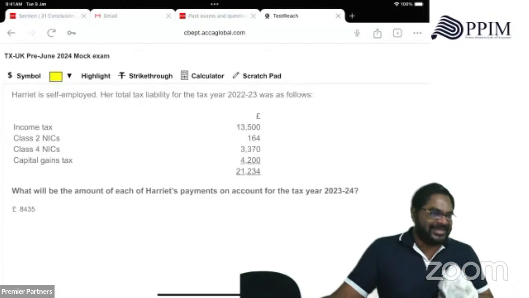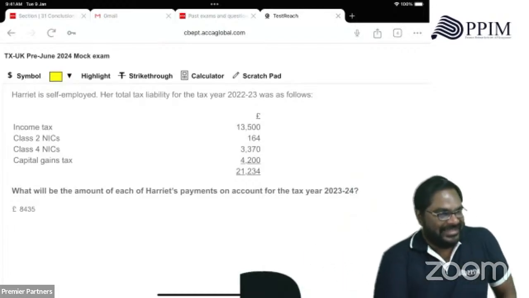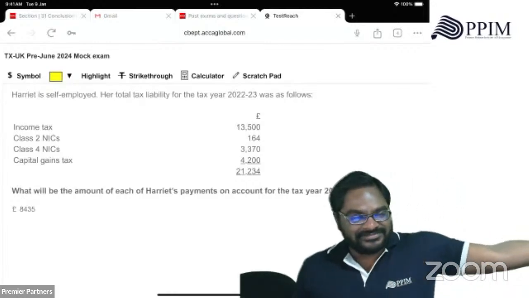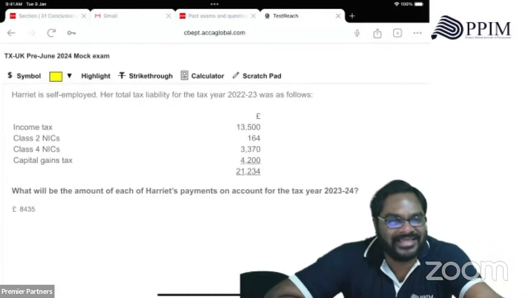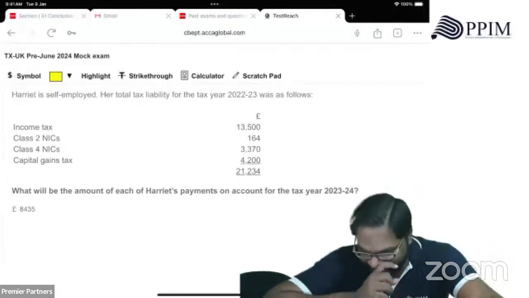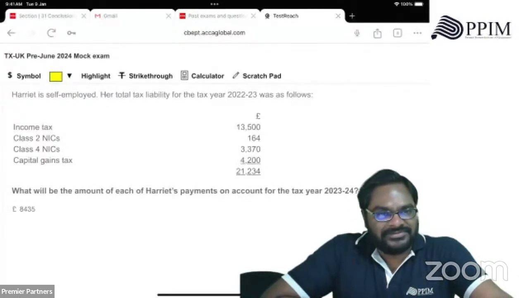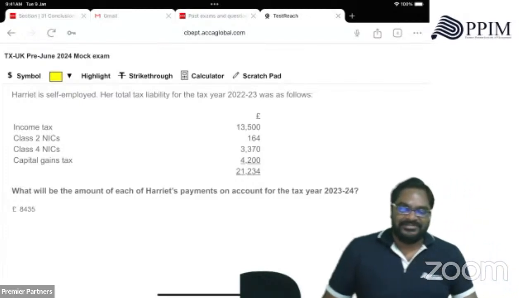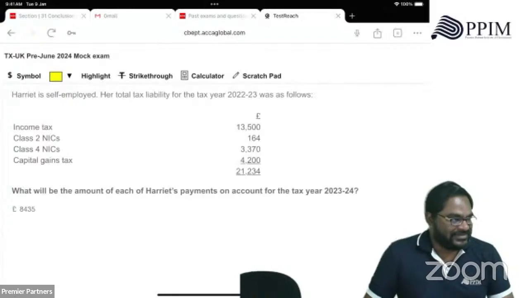So you knew that, but you didn't try. Agree? Imad, explain. How did you get the answer? Payment on account is income tax plus class 4 NIC, divided by 2. Simple as that. So it's 13,500 plus 3,370 divided by 2 on payment on account. That is 8,435.